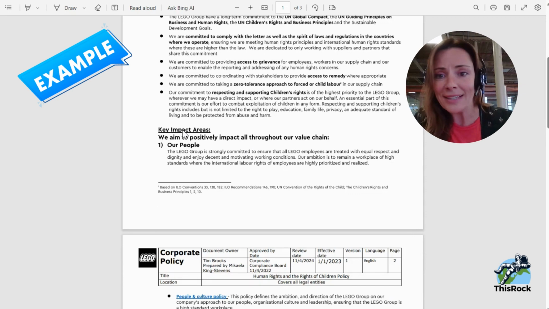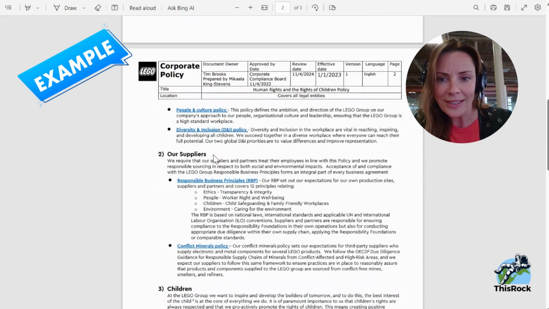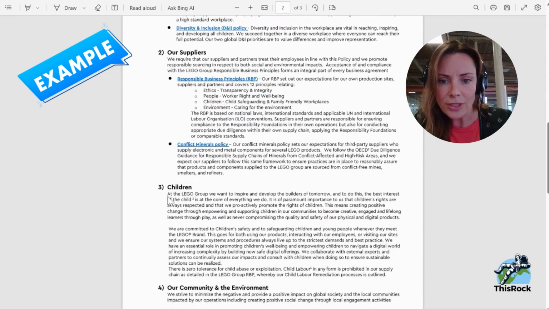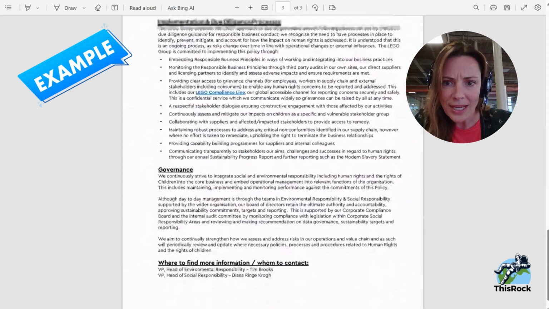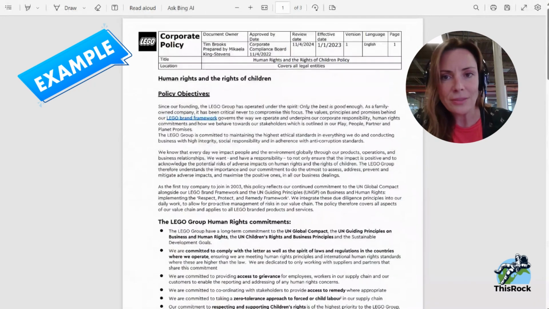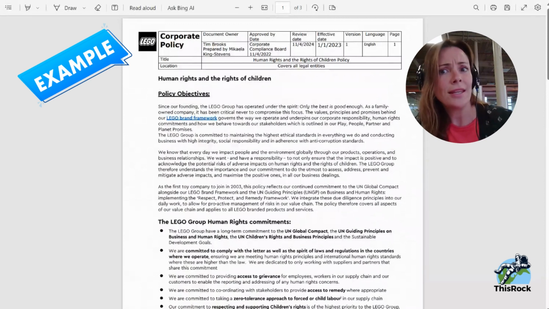And then the key impact areas. I discussed a few just a few moments ago. There's our people, our suppliers, children, and the community and the environment. And see, it's just a succinct 3 page paper that all their employees would look at and sign. They would share this with their stakeholders. They could even post this on their website, which is where I got it from. And then it's totally transparent and it's actionable. There are specific targets and they know their baselines. So, those are the key factors of a good human rights policy.